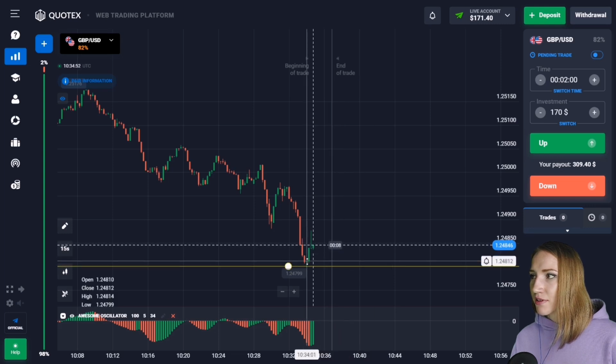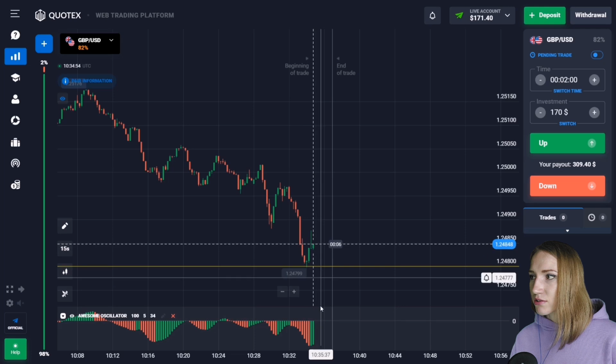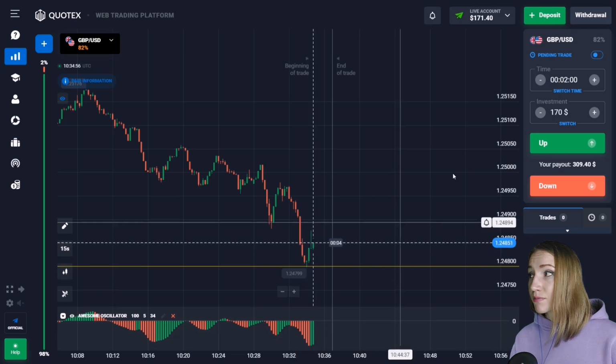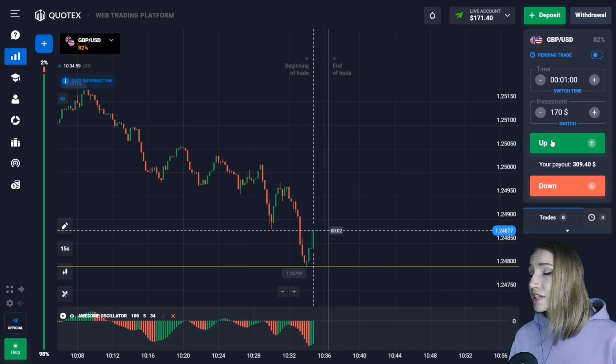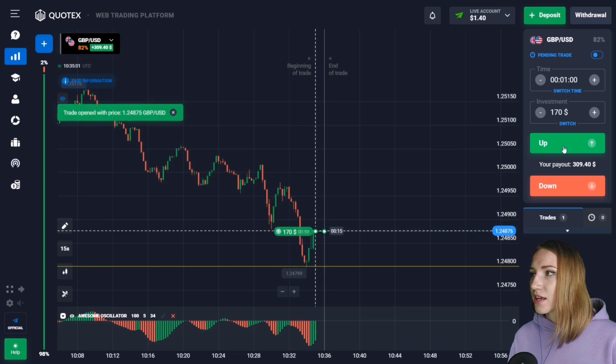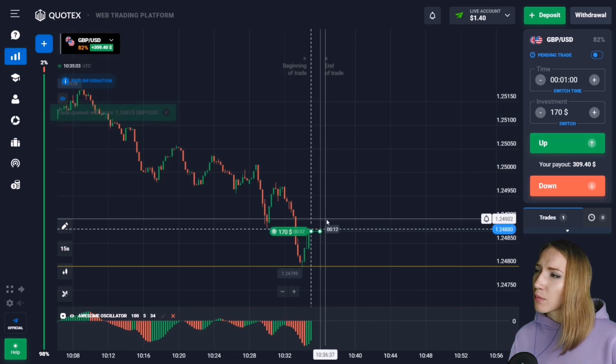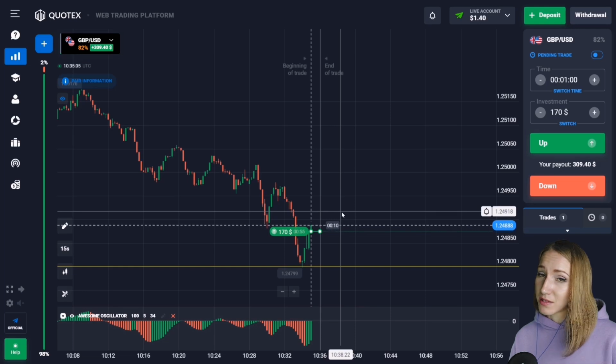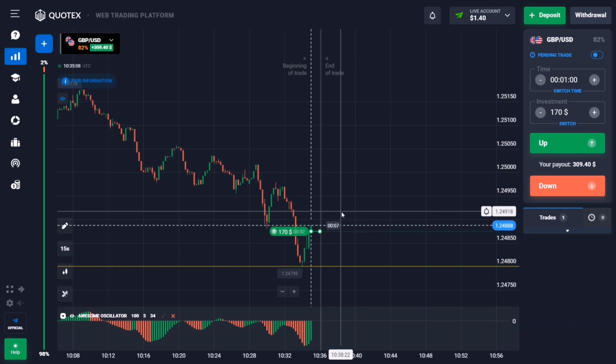So guys, here you can see the support level. The price touched this level, then bounced up. The indicator also shows that very soon the price will be rising. So let's open a trade for 1 minute with up movement, and I think that in this situation we will get a small pullback up and the price will be rising for a while. So let's check it.